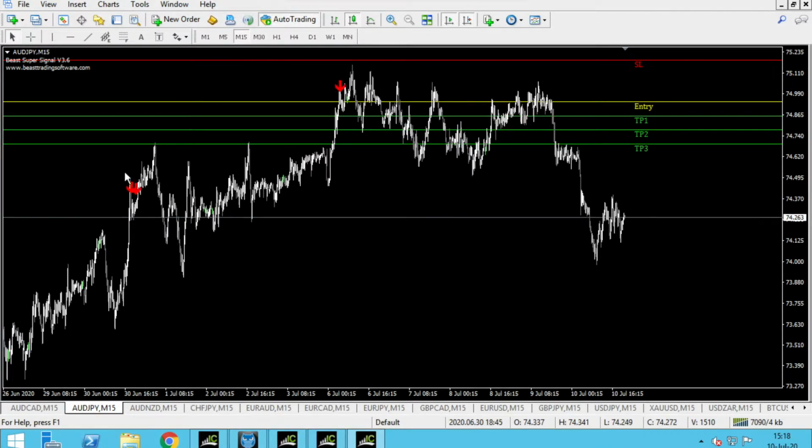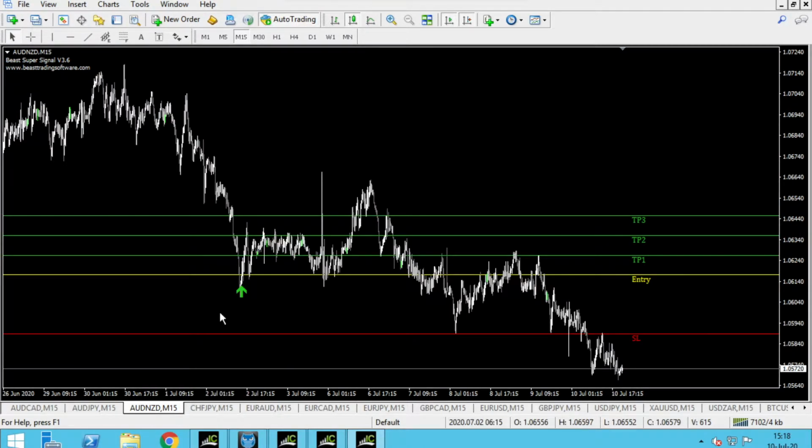Jumping on the next chart, it looked like at the end of the month we had two sell signals. I'm not too sure if these would have hit stop loss. I can't say for certain. Looking back, maybe it might have hit stop loss. I can't really say, but nevertheless, if it did, we did have another sell signal here, which did take profit level 3.